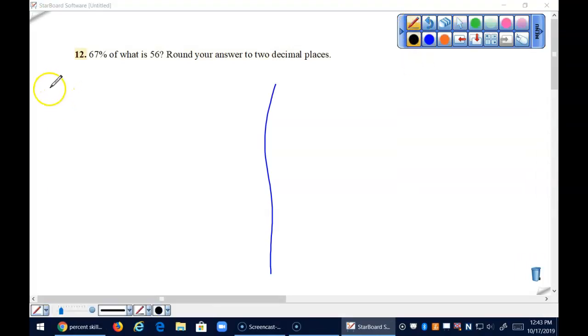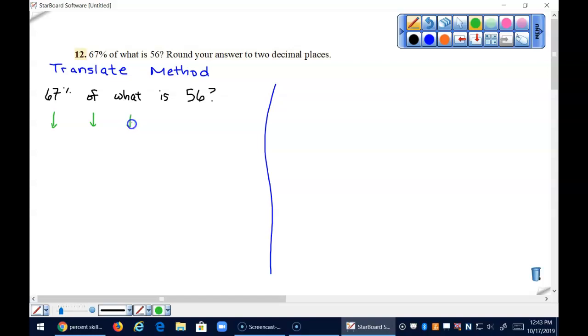So we could say 67% of what is 56. And I will just translate all of those. 67%, I can't put that in my calculator well, because calculator percent keys are unreliable. So what's the easy thing I do with percents? Decimal point. Do you want to come up and do this one?